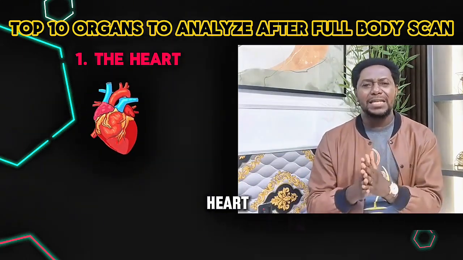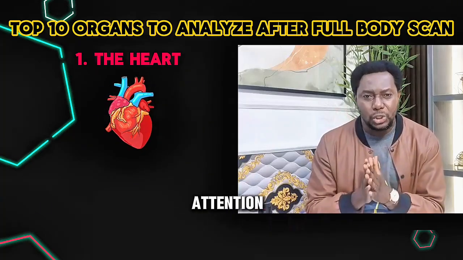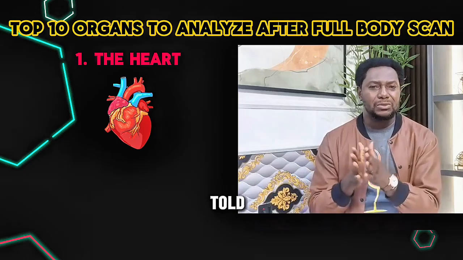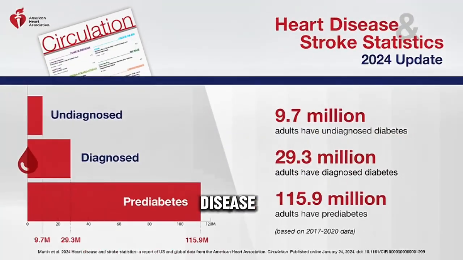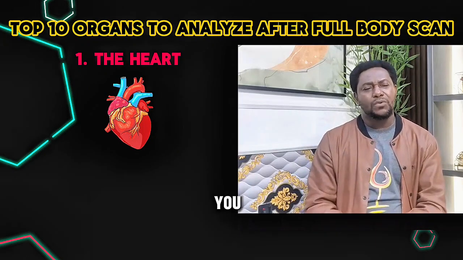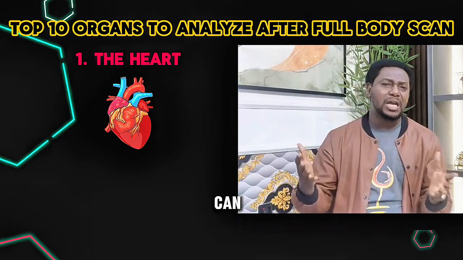Why is the heart the most important to give priority attention to? It is because currently research has told us that heart disease is the leading cause of death globally. So if you want to run tests for heart disease, what kind of tests can you run?